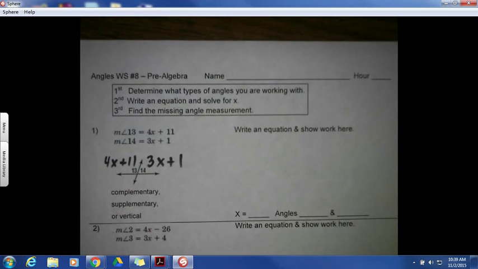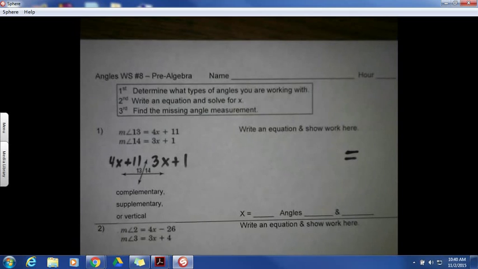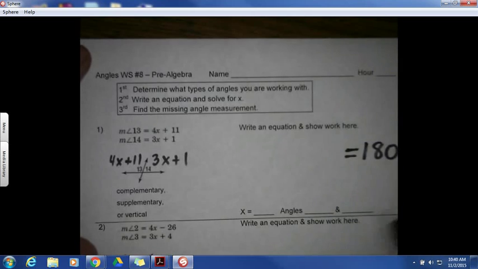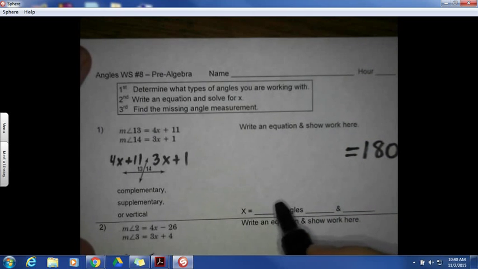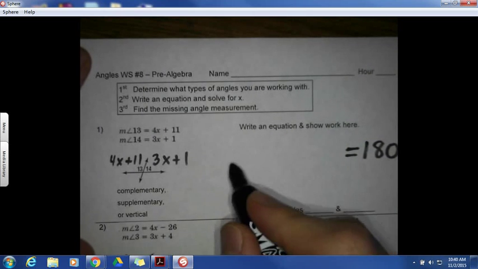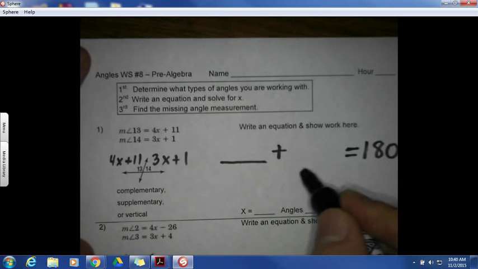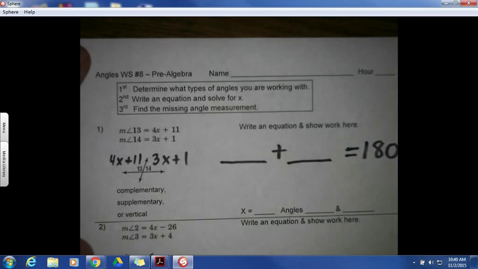Another thing we know is that these angles are supplementary angles. I almost said complementary. Supplementary angles add up to 180. So together they add to 180. We know that supplementary angles refer to a pair of angles, so we know that one angle plus some other angle equals 180.